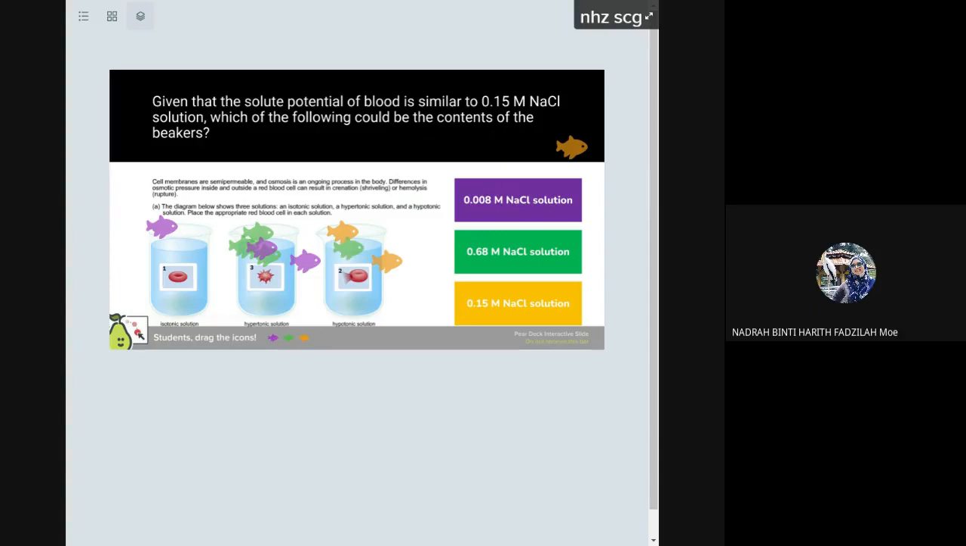So yes, ada yang saya nampak ya, ada yang dia clearkan the first one dulu. Sebab dia kata 0.15 tu similar to blood. So maksud similar tu adakah dia isotonic atau hypertonic atau hypotonic? Keyword dia tu ialah similar concentration kan, atau similar solute potential. Okay, that is a big clue over there.